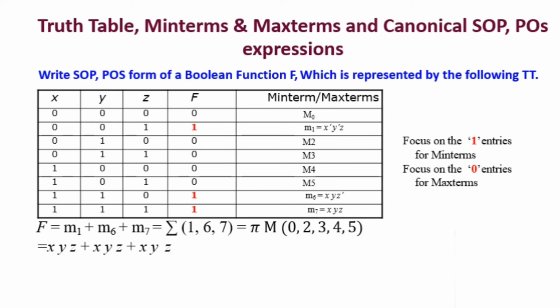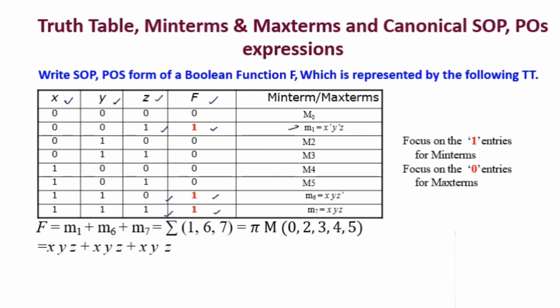There are three variables here, x, y, and z, and there is a single output f. This is the behavior in which we can see that there are three high outputs for these three conditions: 0, 0, 1 and 1, 1, 0 and 1, 1, 1. So these three become my minterms.